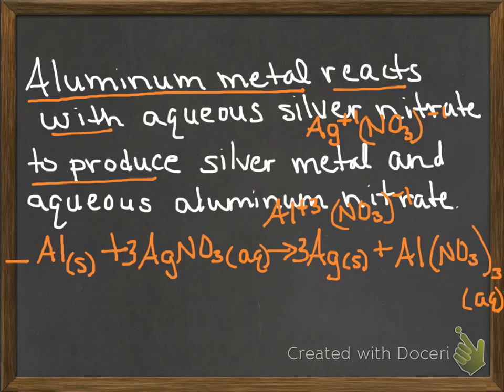Okay, so word equations to chemical equations, not very bad as long as you remember your states, and remember if it's an ionic compound, you have to crisscross your charges to make sure your subscripts are correct. Okay, so that's a quick look at how to write word equations into chemical equations.